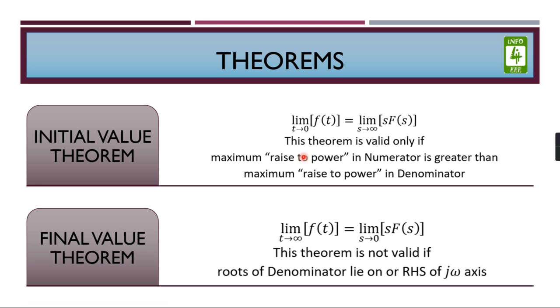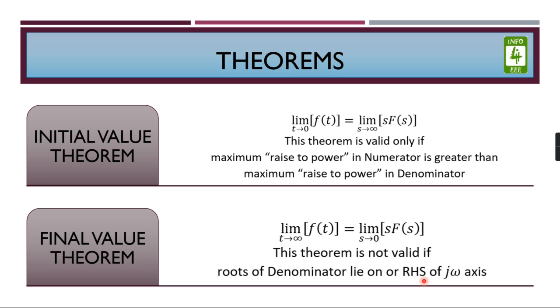Coming to the final value theorem, limit t tends to infinity for f(t) is equal to limit s tends to 0 s of F(s). As we have discussed already, time and s domain will move in opposite direction. So this theorem is not valid if roots of denominator lie on the RHS of the j omega axis.